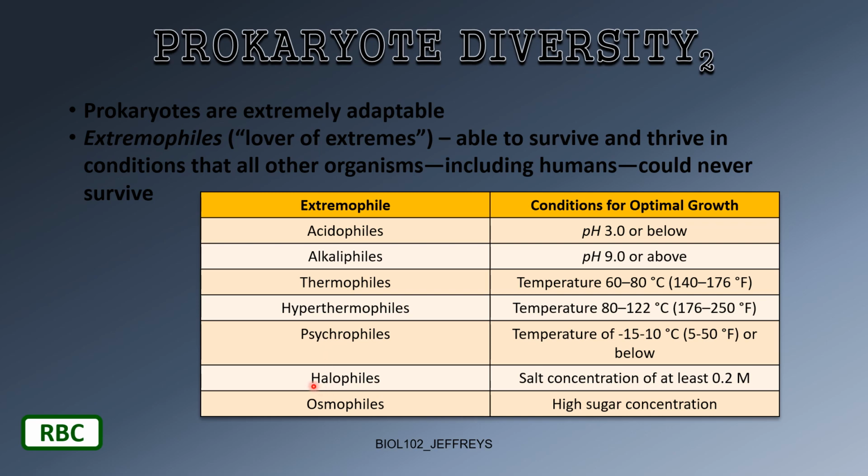Halophiles. Halo has to do with salt concentration. So these organisms prefer high salt environments, like out in the salt lakes in the U.S. Southwest. Salt concentration of at least 0.2 molar. And osmophiles, on the other side of that coin, think of osmosis, the movement of sugar. So osmophiles like high sugar concentration. So you should have some idea, and you can tell from the names here, what they really like.